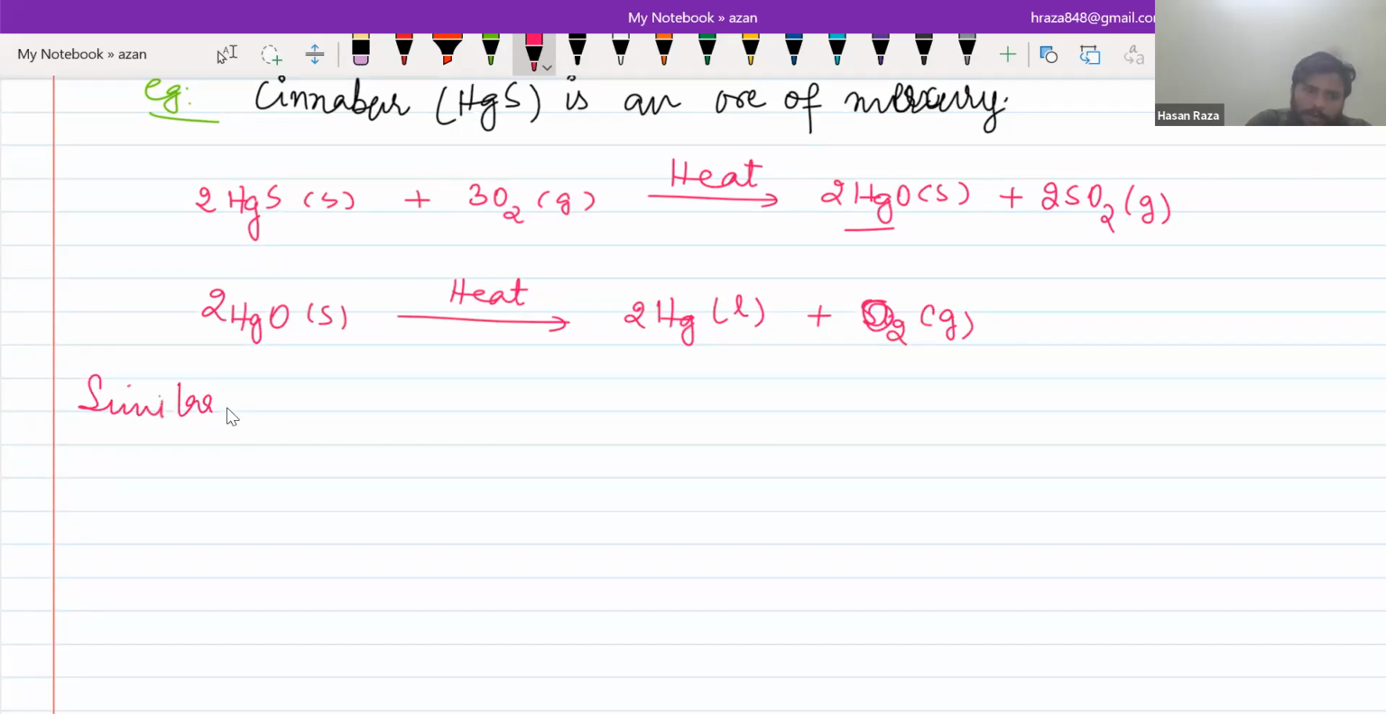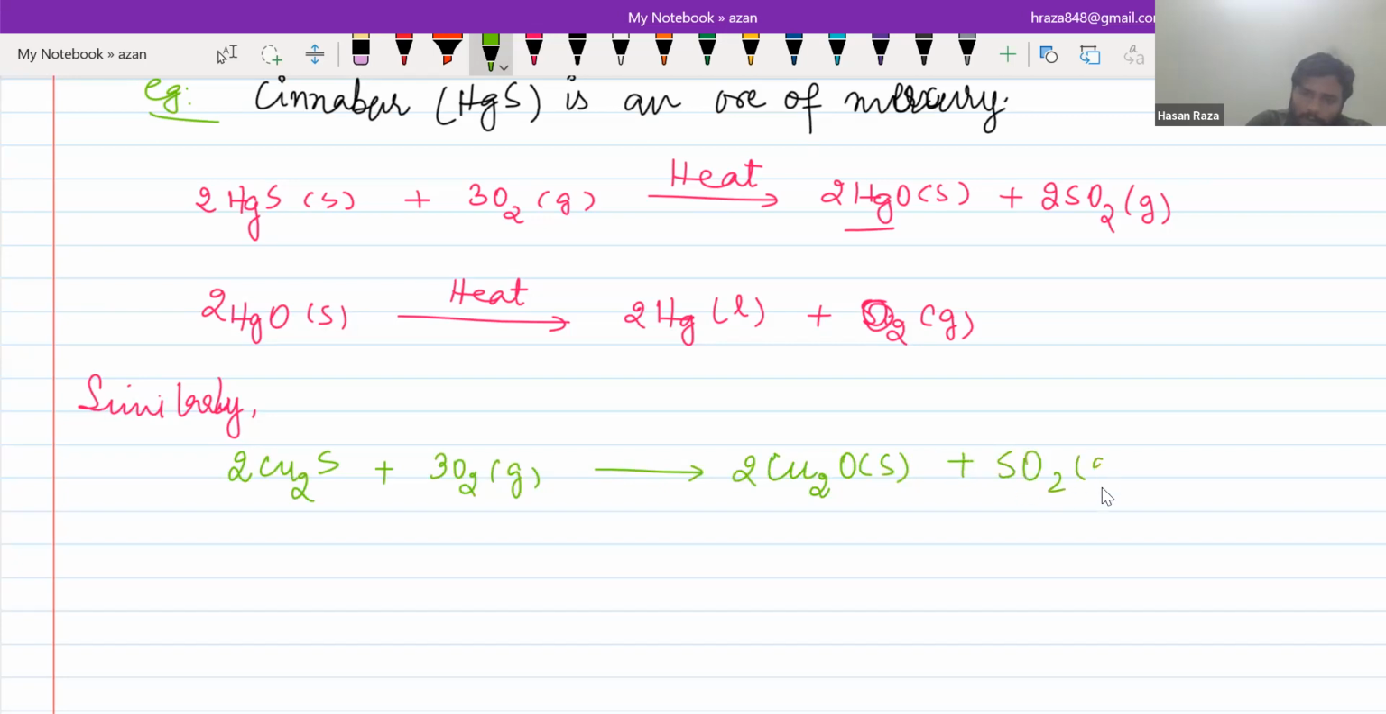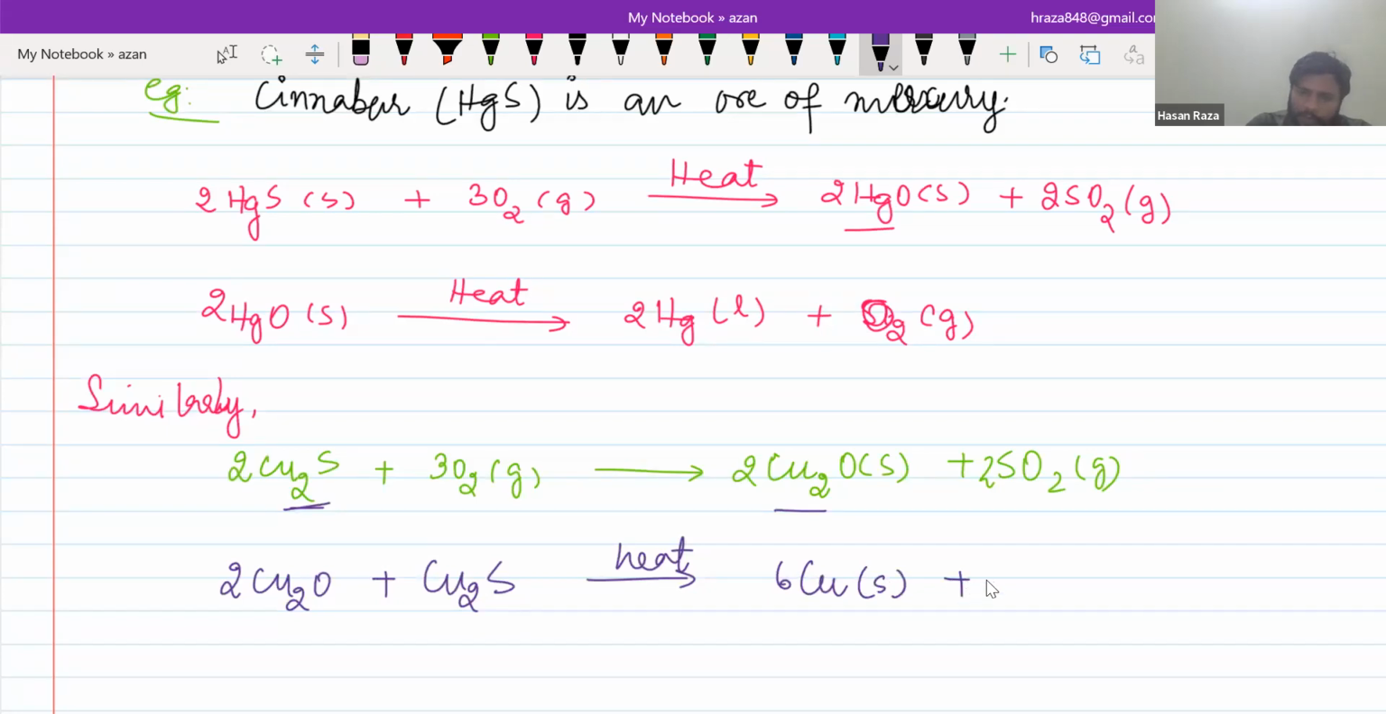Similarly, we can do it for copper sulfide. You can see if you have 2Cu2S, this is in solid state, and you react this with oxygen, that is 3O2 in gaseous state. It will give you 2Cu2O, oxide of copper, and SO2 will be evolved. Again, this metal oxide will be reduced with this Cu2S, and if you heat it, you will get copper. Copper oxide will be reduced, and so you can see you just refined and got the metal.